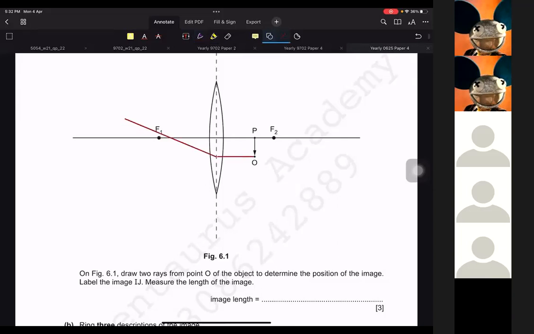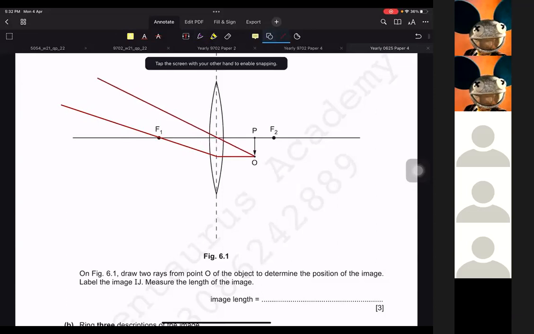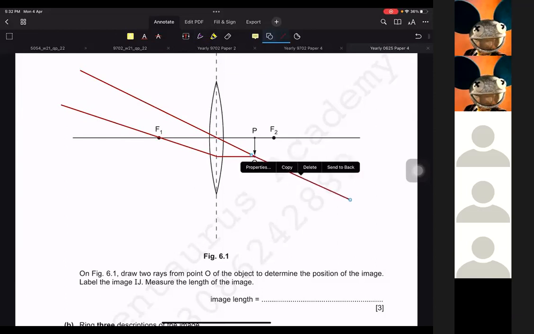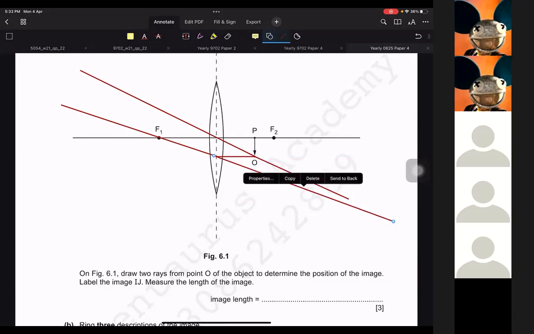So make sure, like I'm doing digitally, but I think it will be fine. The next ray should start from this and go through the optical center. And as you can see, they're not meeting. So what you do, you try to extend them backwards, because of course they're not meeting on the other side. And then I'm trying, it will be a bit different. So wherever it is, it should be exactly like this somewhat.